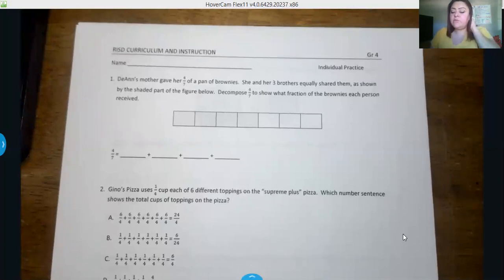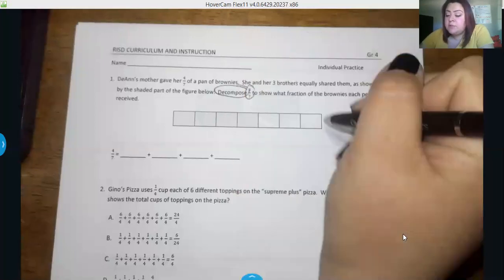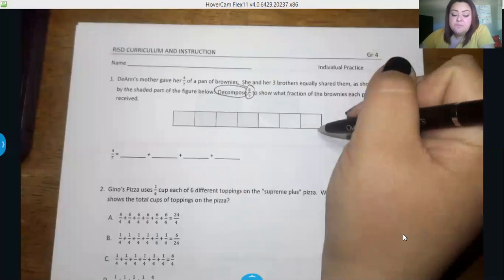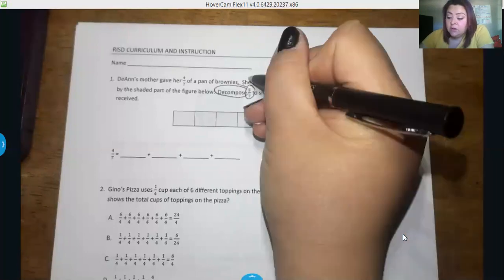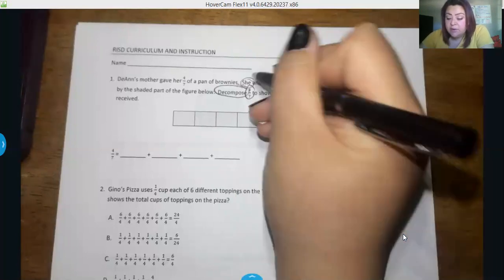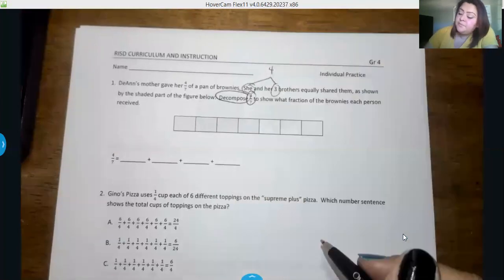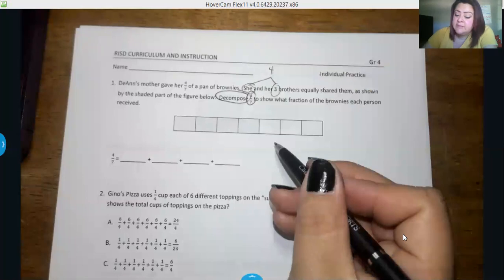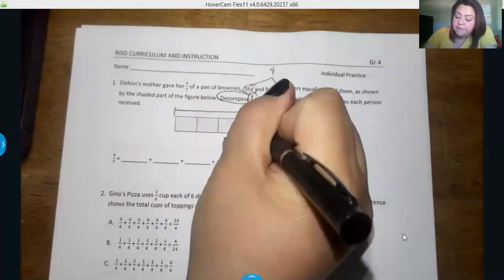So we're looking first at a few different things. So they want us to decompose 4/7. So remember, decompose means that we're breaking down, okay? I need to know how many people I have in total. So I have her, Deanne, and her 3 brothers. So these together equal 4 parts, okay? So looking at the model they already gave us, we're looking at this shaded part right here, okay?